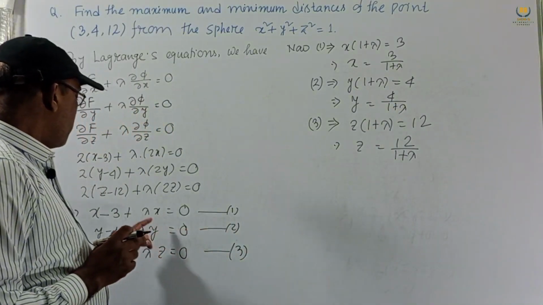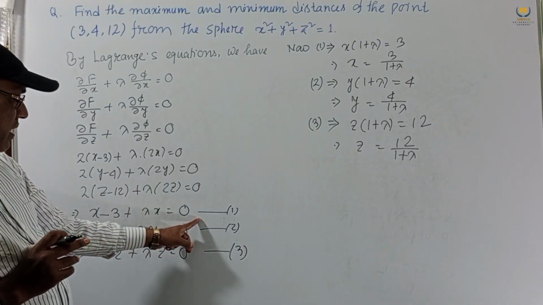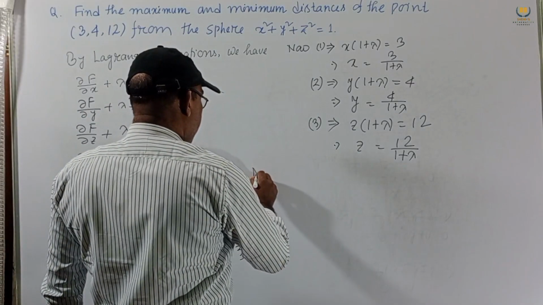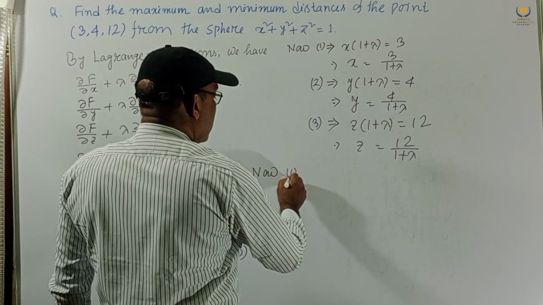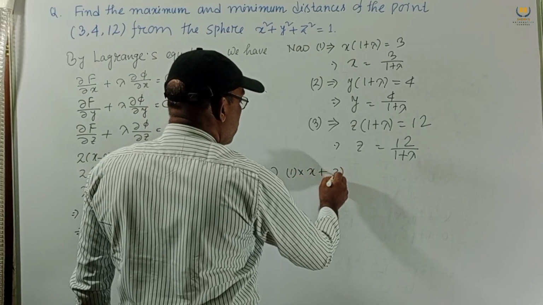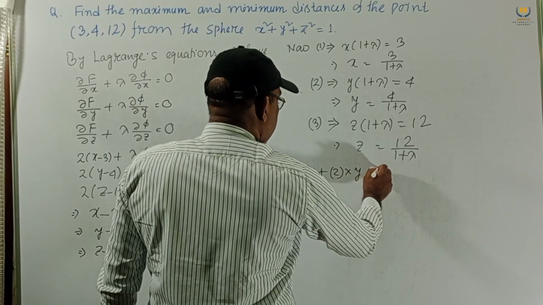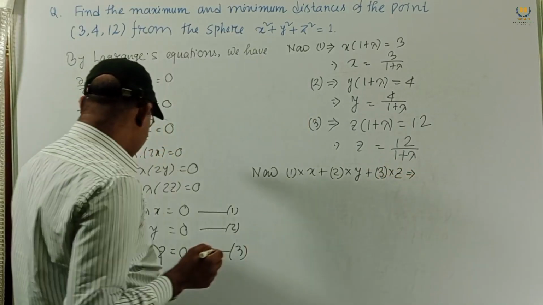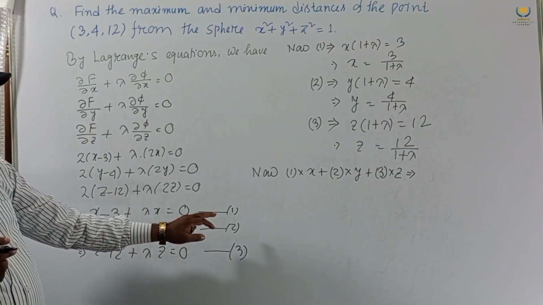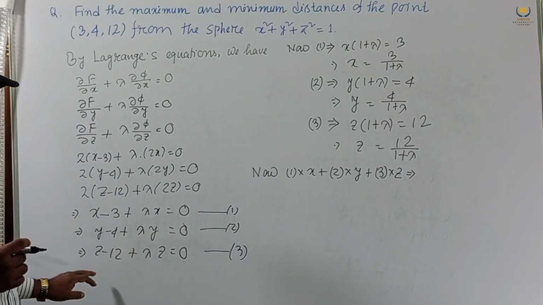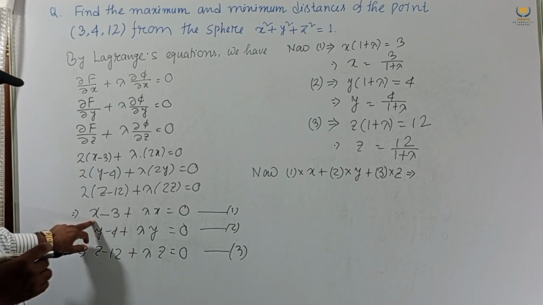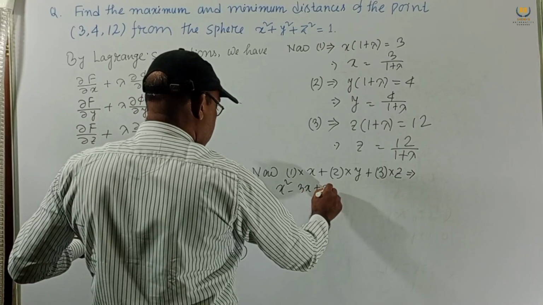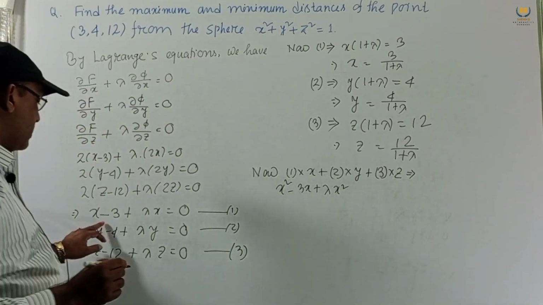Now we multiply equation number 1 by x, 2 by y and 3 by z. If we multiply by x, then we get x² − 3x + lambda x².